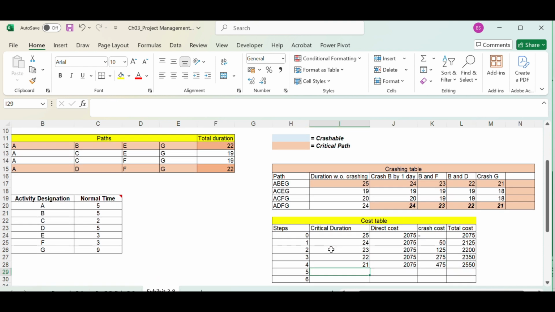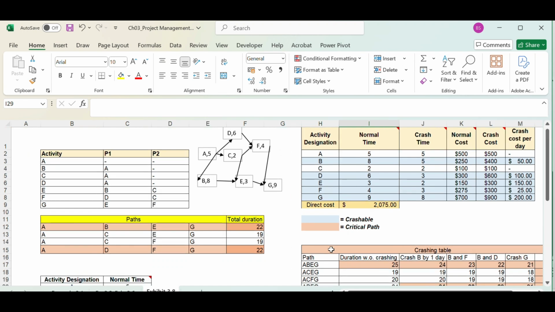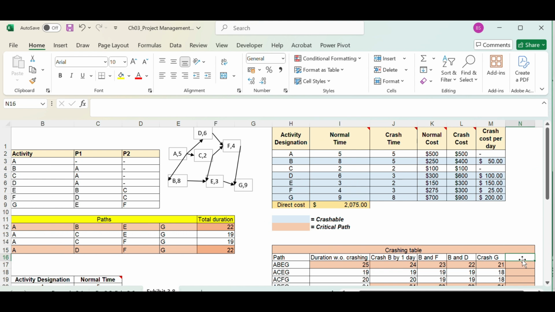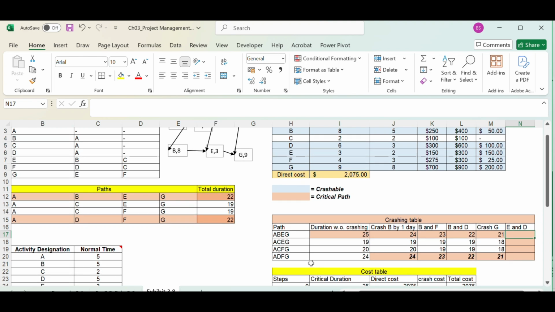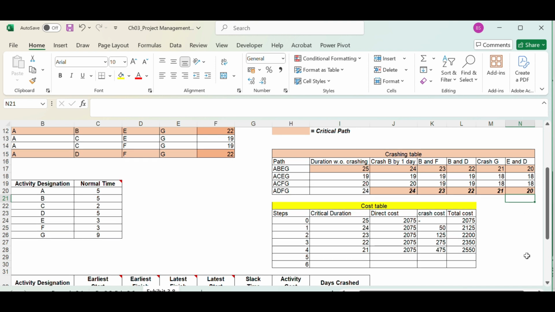Now there is one more possibility of crashing in this example where we can crash activities E and D again. Crashing E and D will reduce the critical path durations by 1 unit. It will reduce most of the durations except this one. ACFG doesn't get affected by this crashing. Both the critical paths will get reduced by 1 time unit in duration.